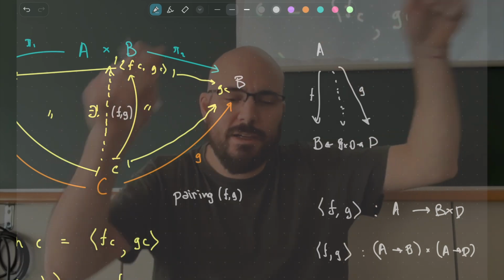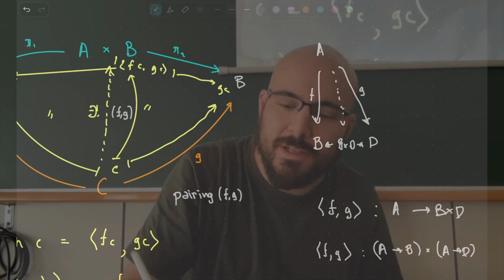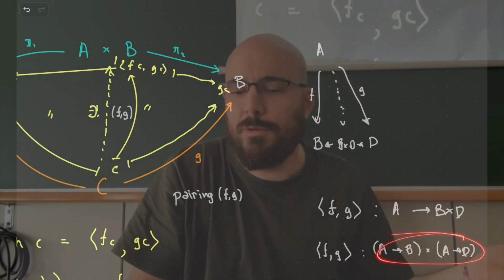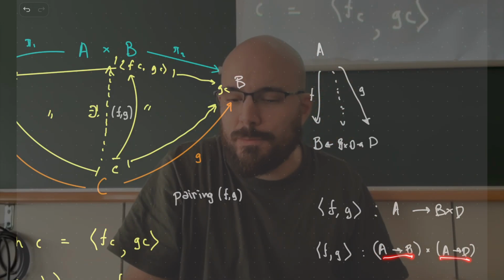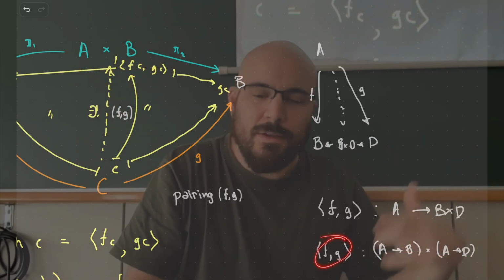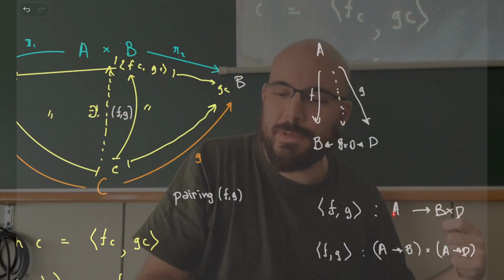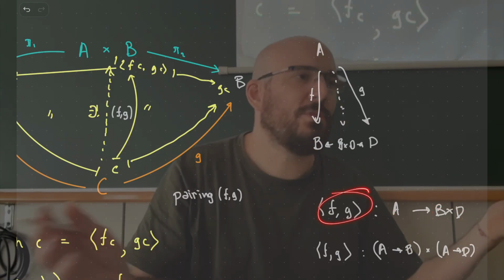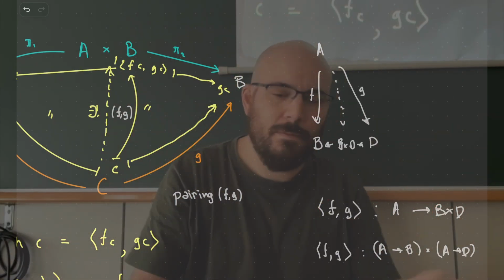It's like a polymorphic notation. If it shows up where you're expecting to see a pair of functions, one from A to B and one from A to D, then it's this one. And if you expect to see one function from A to the product B cross D, then it's this one. So I don't really need a different notation.